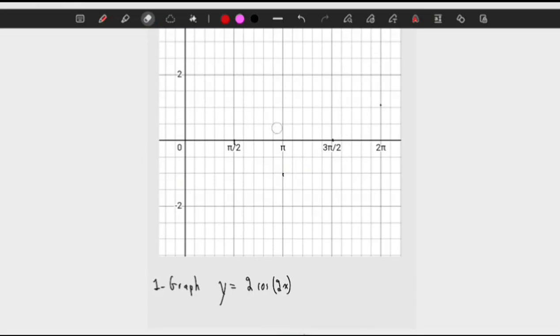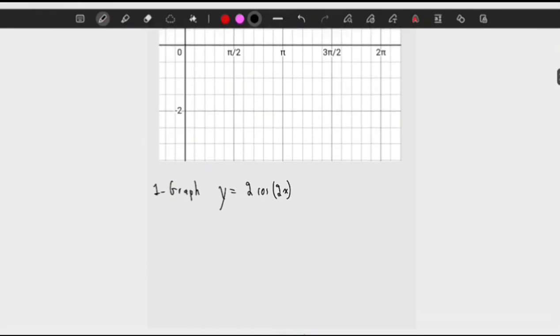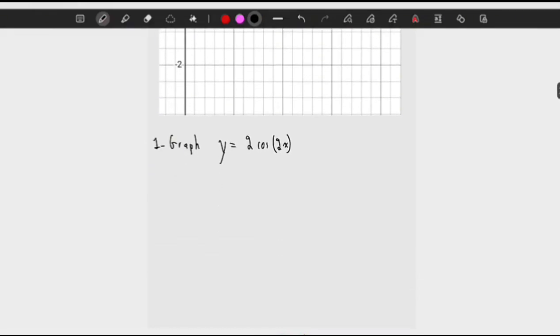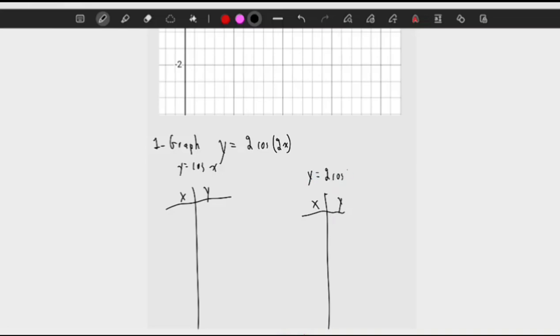But instead, I think it's easier and faster if we just do a table of values and graph the new thing just once. So what that would look like would be, we'd do two tables of values. Now the first table of values is going to be the table of values for just your standard y equals cos x. And for the second one, it's going to be with the transformations.